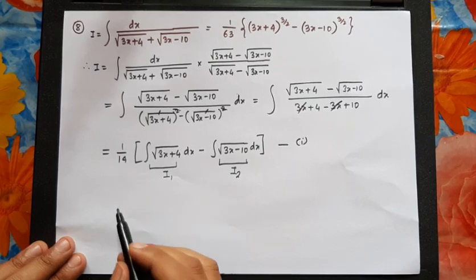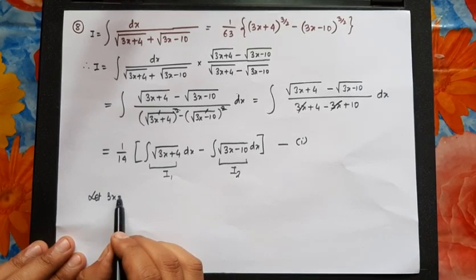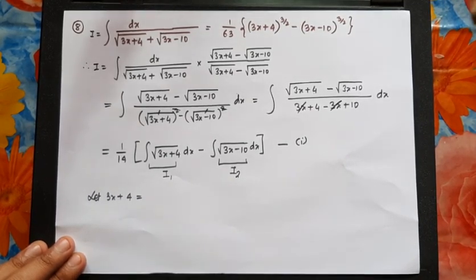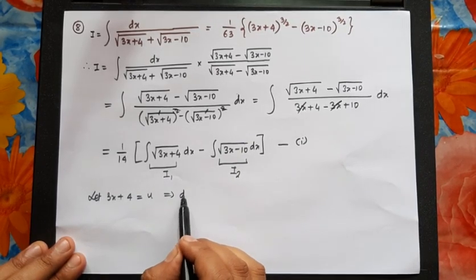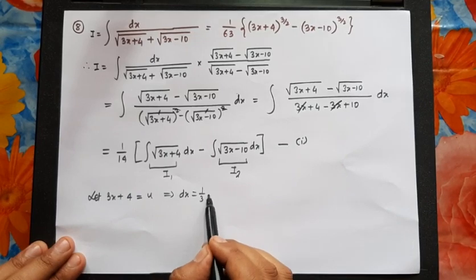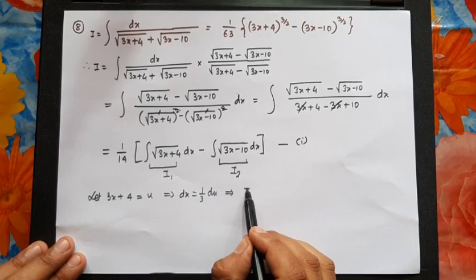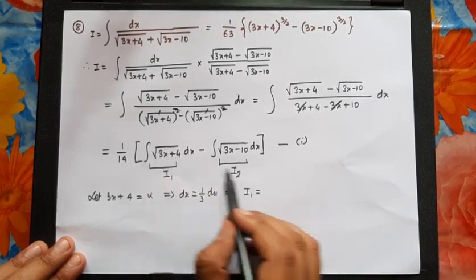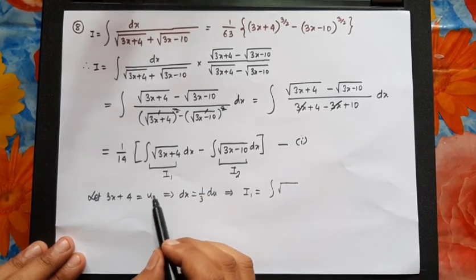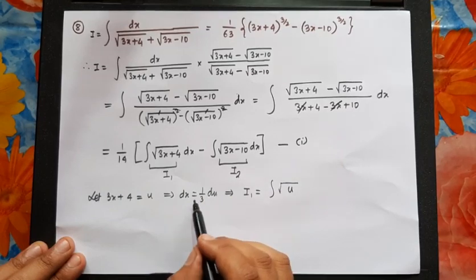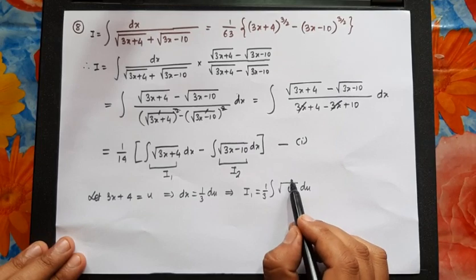So we have, let 3x plus 4 equal U. From here we see that dx will be equal to 1 by 3 du. Therefore I1 will be equal to the integral of, this full thing is how much? U, right? And what is dx? dx is equal to 1 by 3 du. That is, how much is this? This is u to the power half.